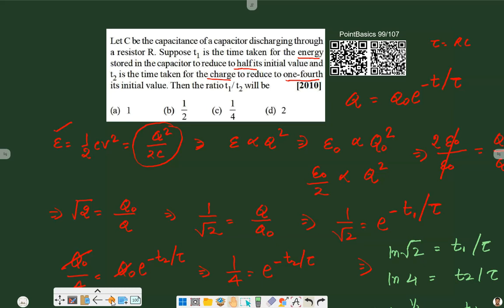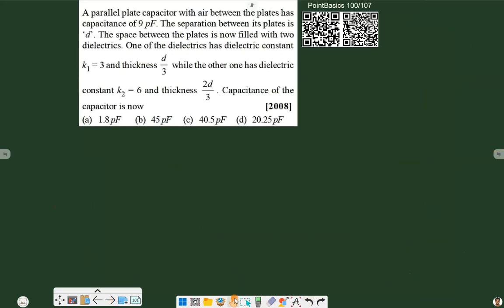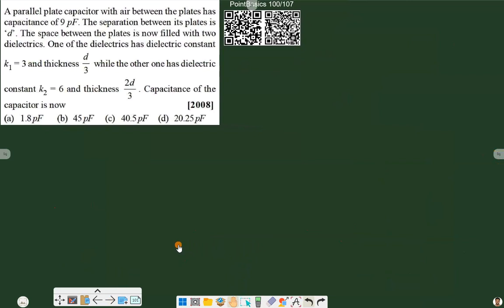Moving to next question. Let's adjust it slightly. A parallel plate capacitor with air between the plates has capacitance 9 picofarad. The separation between its plates is d. The space between the plates is now filled with two dielectrics. One of the dielectrics has dielectric constant K1 equal to 3, thickness d by 3, while the other has dielectric constant K2 equal to 6, thickness 2d by 3. Capacitance of the capacitor is now. So we have to find the final capacitance.